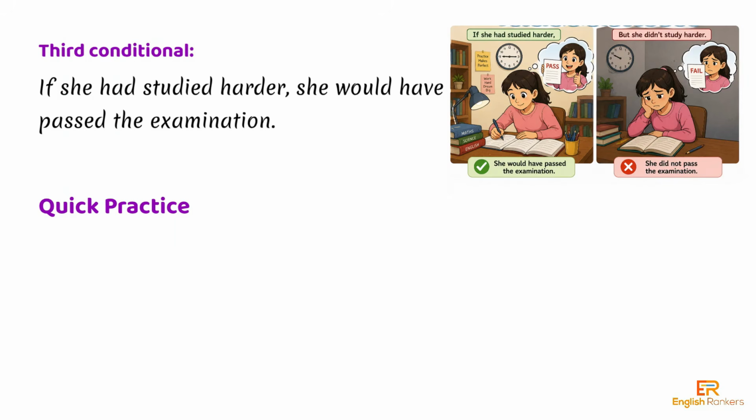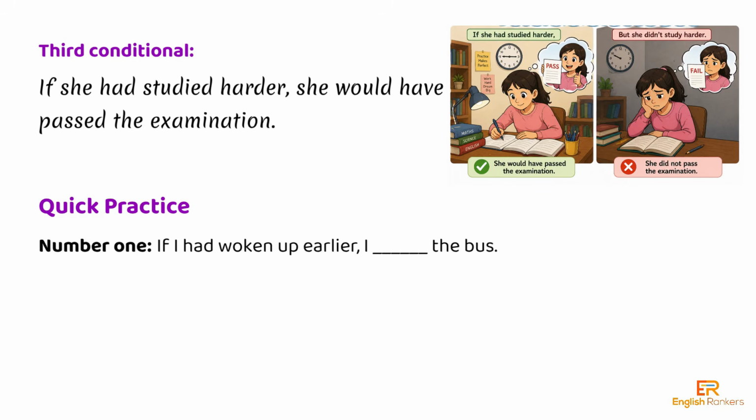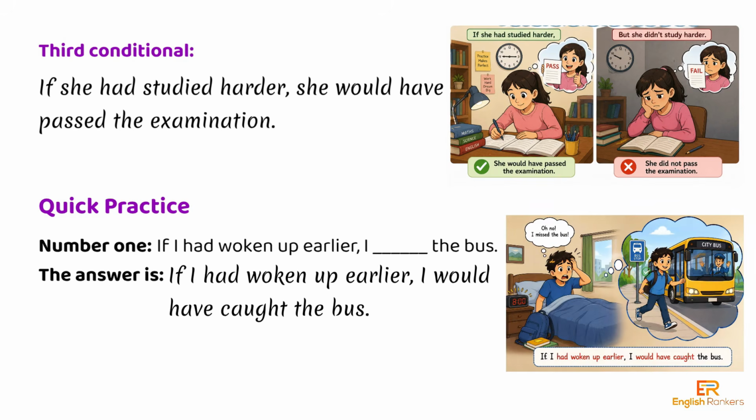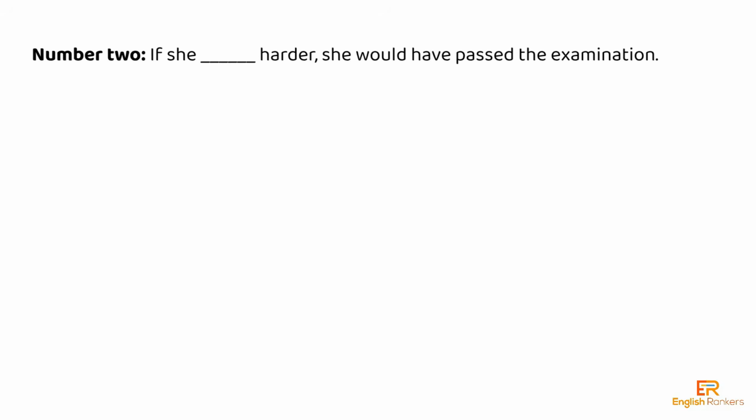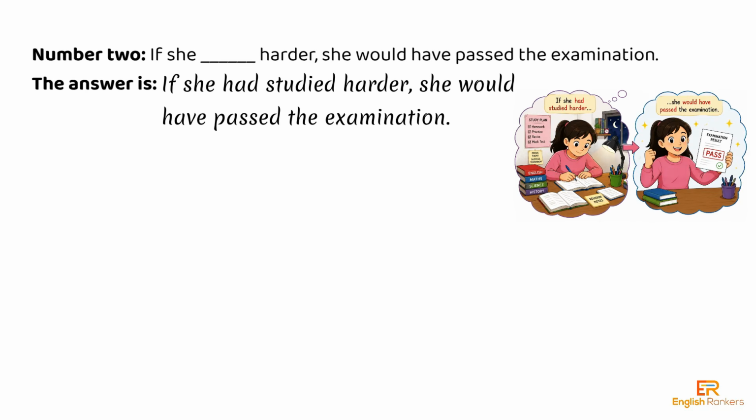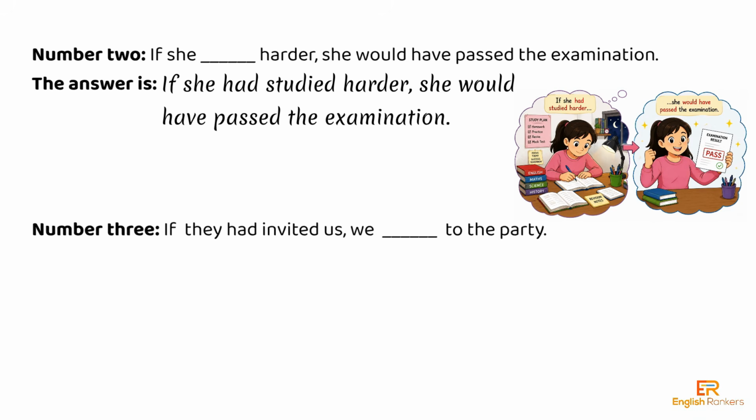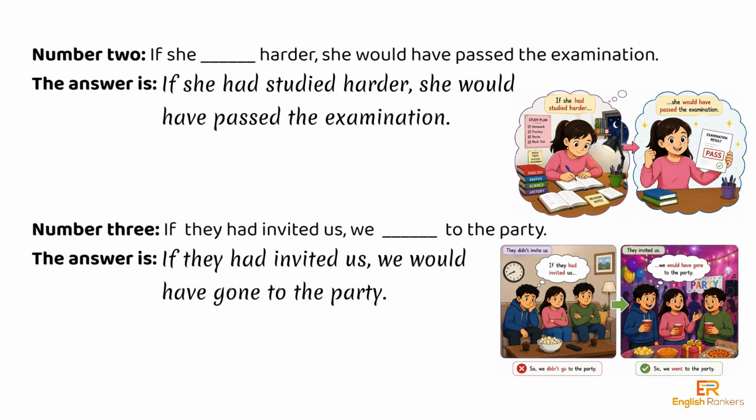Quick practice. Now complete these sentences. Number 1. If I'd woken up earlier, I blank the bus. The answer is, if I'd woken up earlier, I would have caught the bus. Number 2. If she blank harder, she would have passed the examination. The answer is, if she had studied harder, she would have passed the examination. Number 3. If they had invited us, we blank to the party. The answer is, if they had invited us, we would have gone to the party.